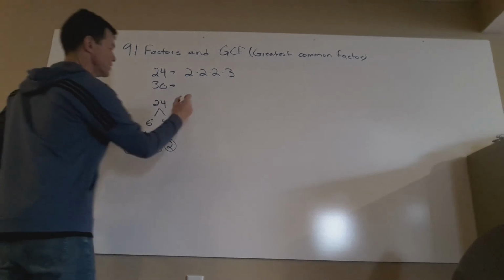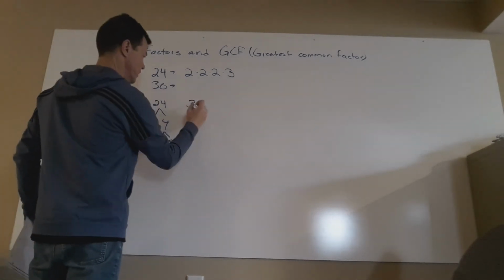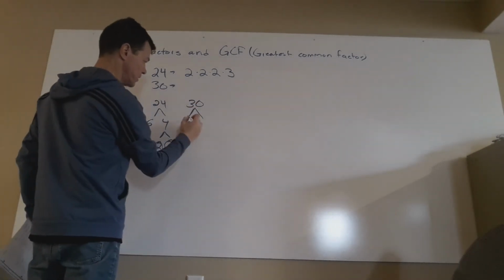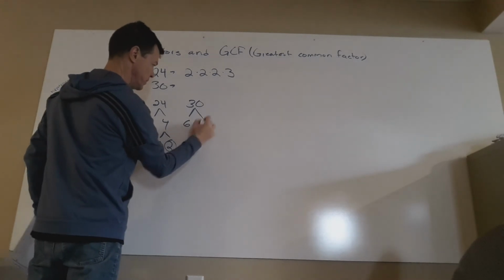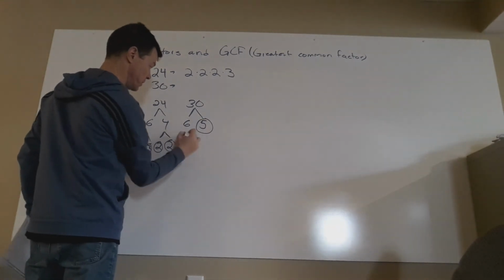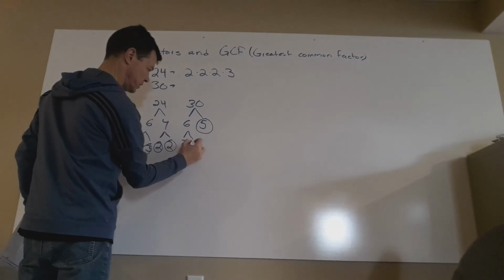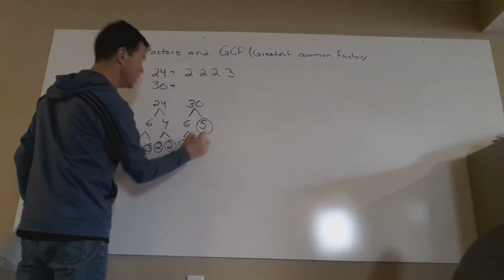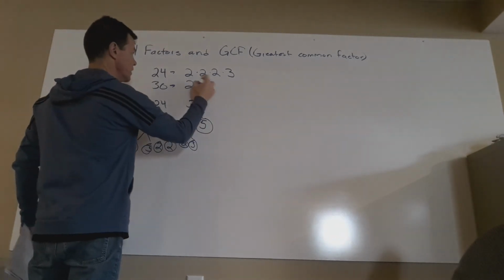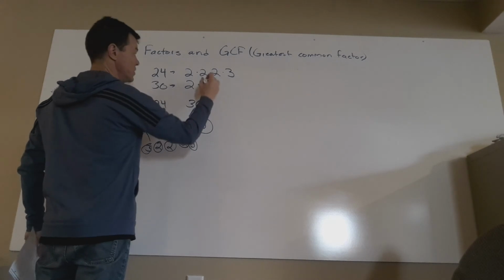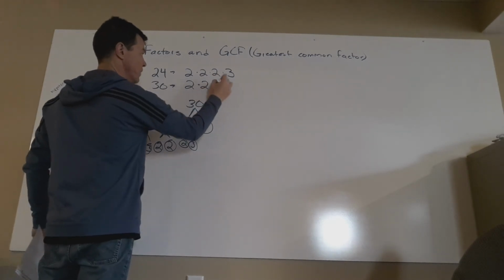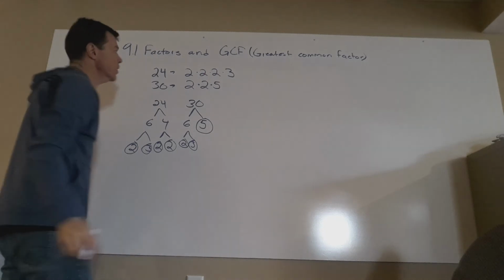List all the factors of 30. And if you can't do that, just use your factor tree. 6 times 5 is 30. 5 is prime. I'm going to circle it. 6 breaks down to 2 and 3. So then your factors of 30: 2 times 3 times 5. Those are your prime factors.